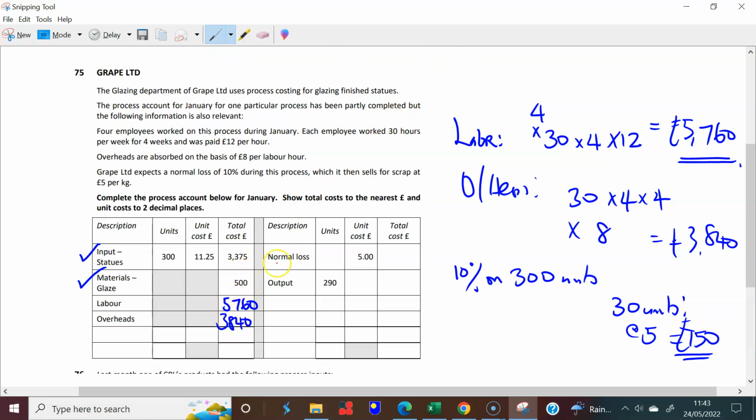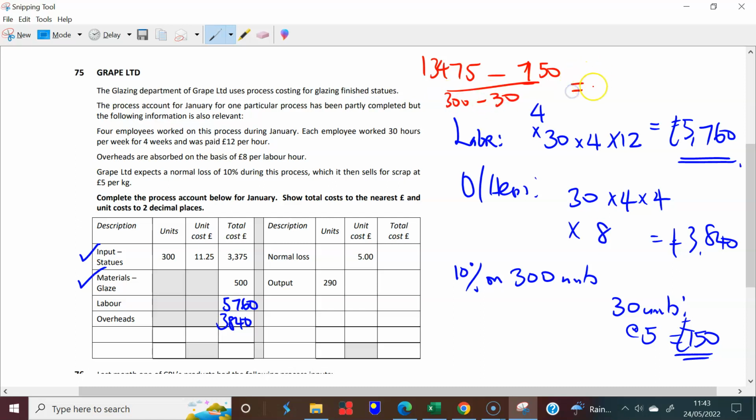So we have a situation where, I should find the total of this. I think I just did. I did, didn't I? Let me just find that again. So that was 3375 plus 500 plus 5760 plus 3840, which was 13475. So I'm expecting to lose 30 units at £5, and so therefore that would be minus 150, divided by 300 minus 30, right?